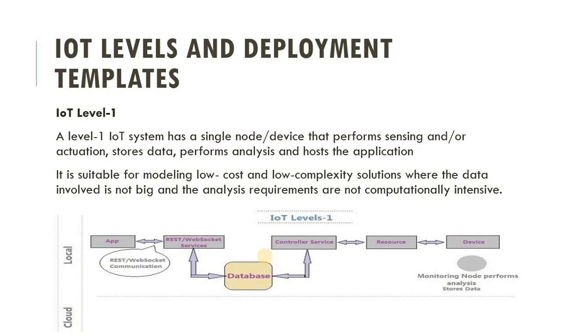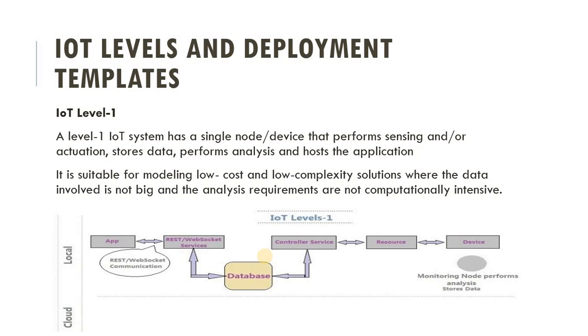Level 1 is the low cost and low complexity solution. Low cost means we are not using any cloud resource, and we are doing all the work locally. We are not using any cloud based analysis or cloud based data storage, so we do not need to make the connection to the cloud. That is why the level 1 application is low cost and low complexity.